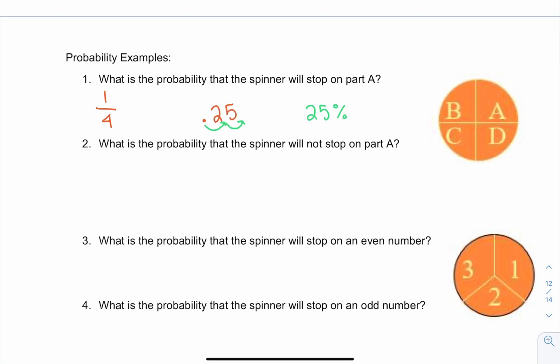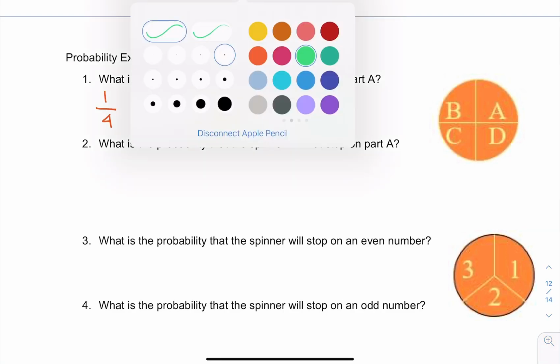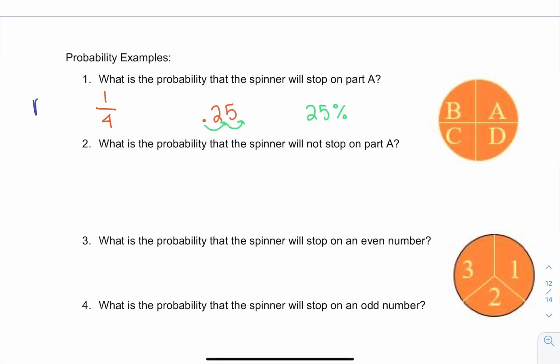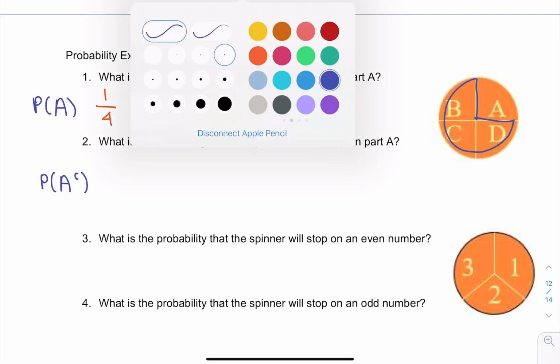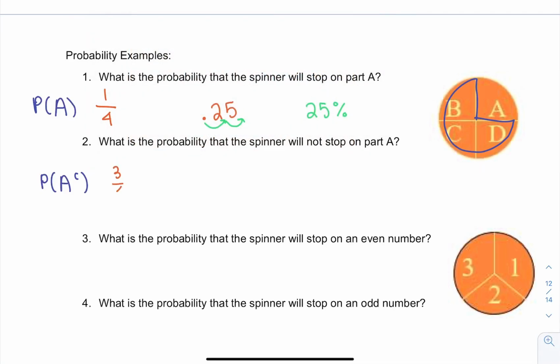Now it asks, what is the probability that the spinner will not stop on part A? So originally, I was asking for the probability of A. Now I'm asking for the probability of not A. Well, not A is B, C, or D. So the probability of not A is 3 out of 4, or 0.75, or 75%.